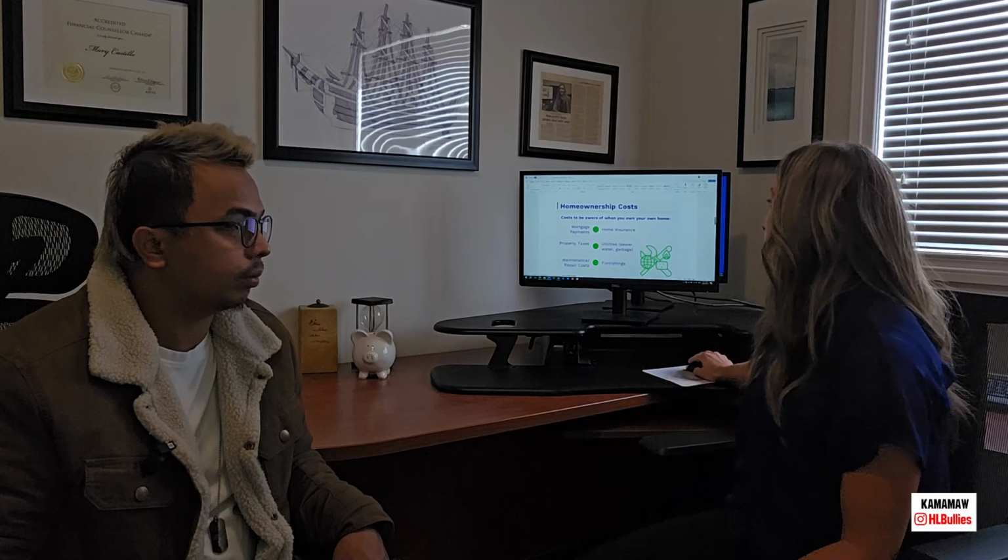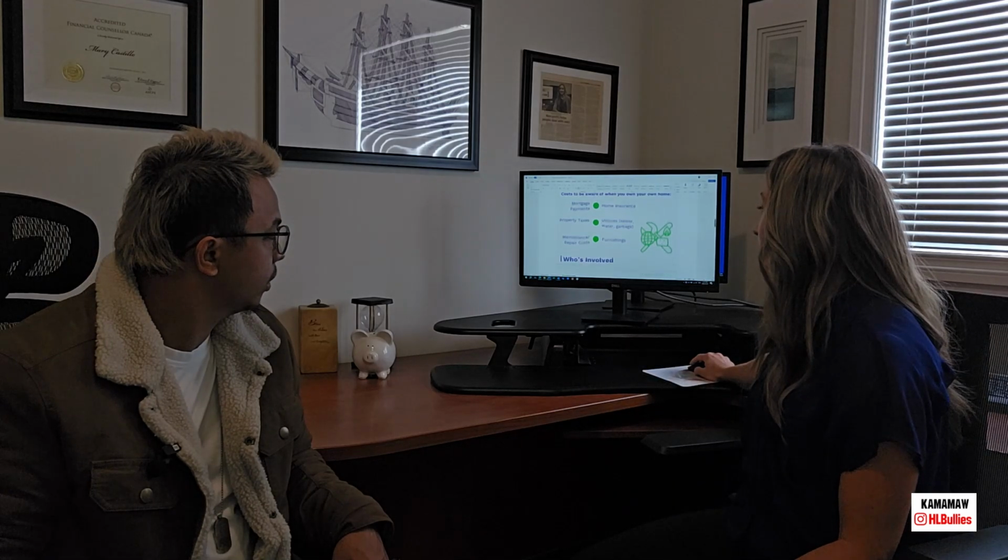And then the last thing is furnishings. It takes a lot to fill a house when we get started, so there are a lot of expenses to prepare for. Also, I just want to note that there are different people involved when you buy a house.